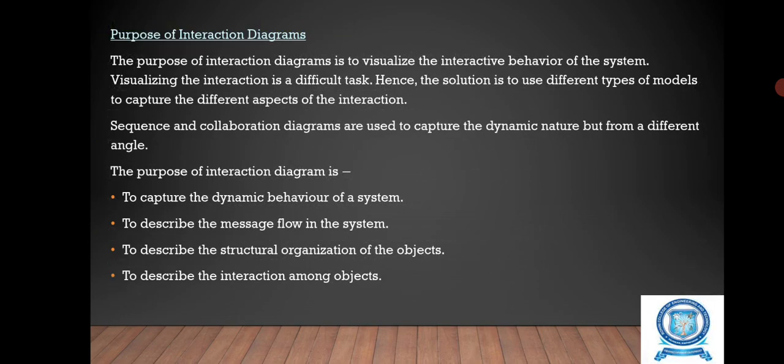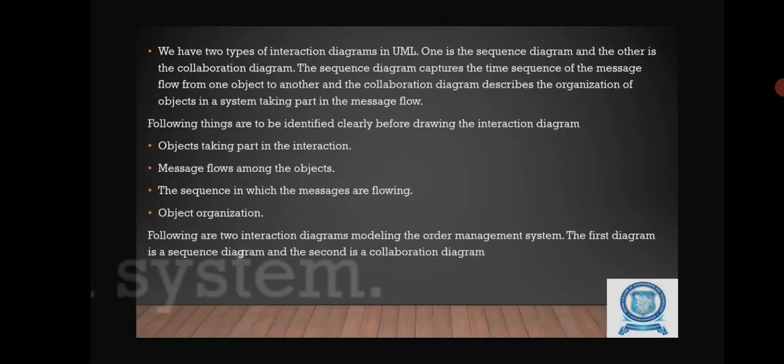The purpose of interaction diagram is to visualize the interactive behavior of the system. It is a difficult task because the solution is to use different types of models to capture the different aspects of the interaction. The sequence and the collaboration diagrams are used to capture the dynamic nature but from a different angle. The purpose of the interaction diagram is to capture the dynamic behavior of the system, to describe the message flow in the system, to describe the structural organization of the objects, and to describe the interaction among objects.